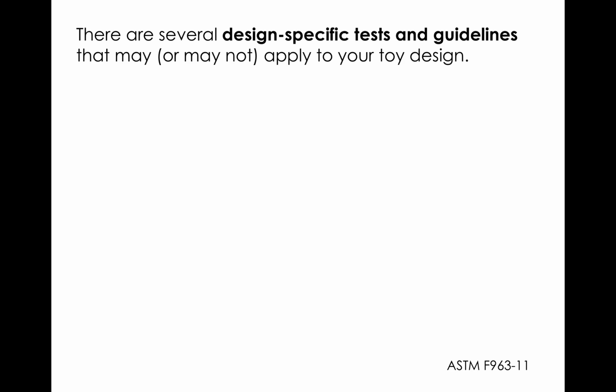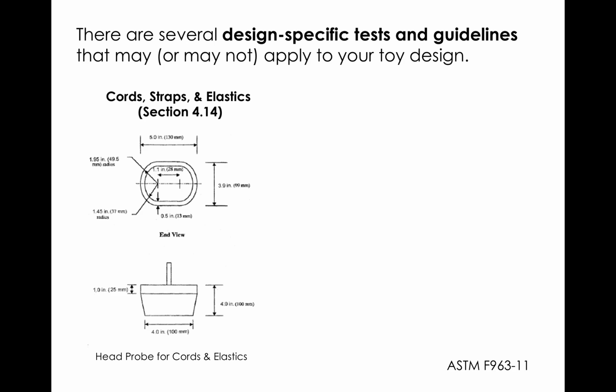Okay, so 2 examples of this. First, if your design has a lot of freestanding cord straps or elastics, you should be aware of the cord strangulation test. Basically, your cord has to have a certain length to it. And there's something called a head probe that is used quite frequently.